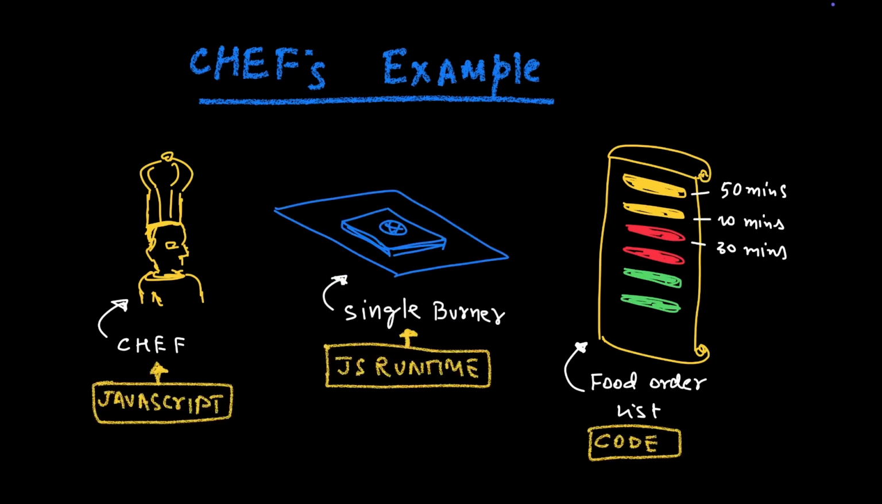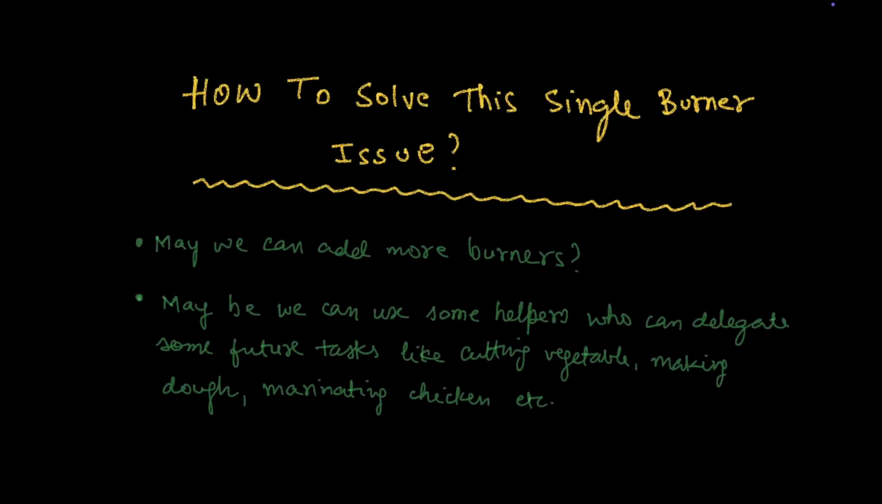Suppose the chef here is our JavaScript, the single burner is the JavaScript runtime, and the food order list is our code. Now let's move to the next slide. How do we solve this single burner issue? Maybe we can add more burners, but we can't, as JavaScript is single threaded and can only perform one operation at a time.